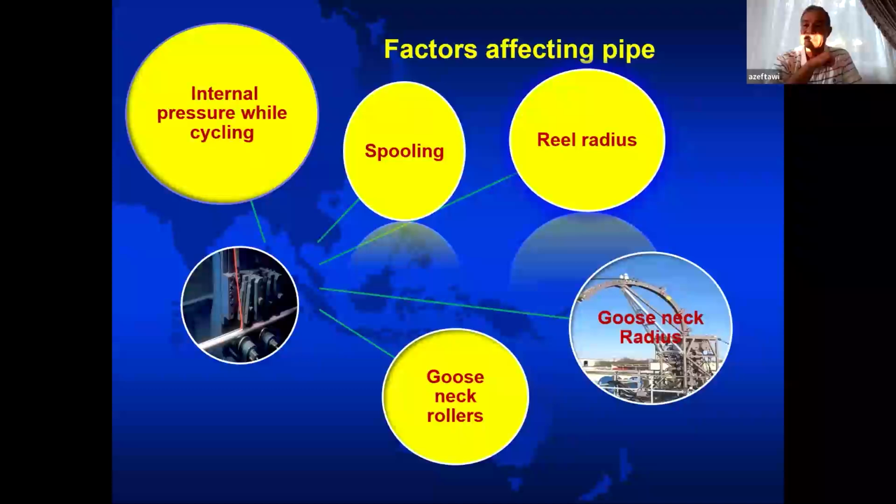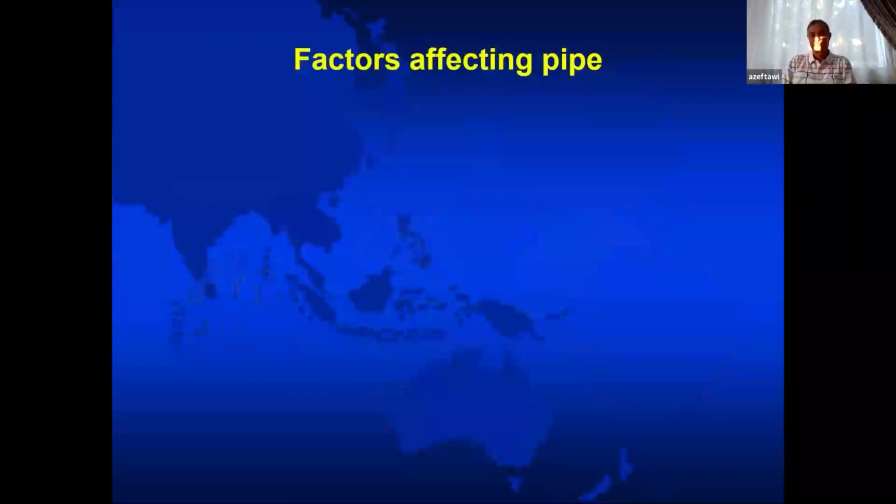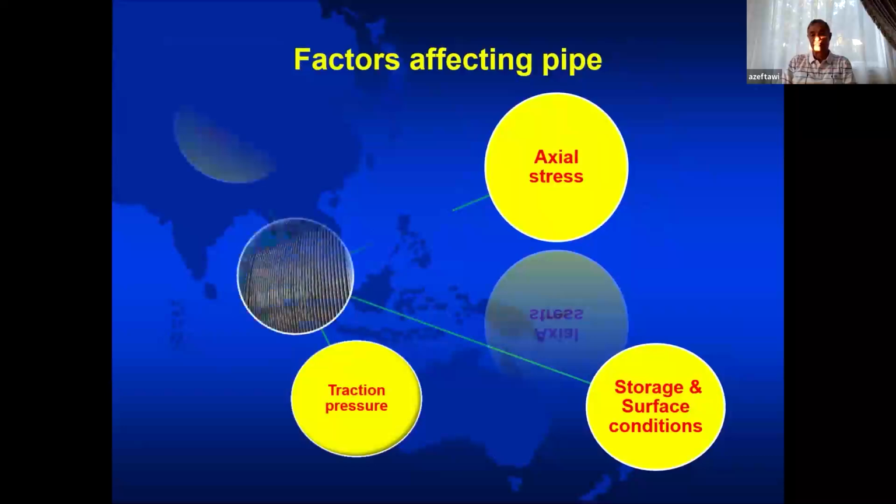The reel radius: when you increase the pipe size, you have to increase the reel radius to minimize the bending stress. And the gooseneck radius as well: when you increase the pipe diameter, you have to increase the gooseneck radius to minimize the bending stress. The gooseneck rollers, we just talked about that. We're still with factors affecting the pipe life.